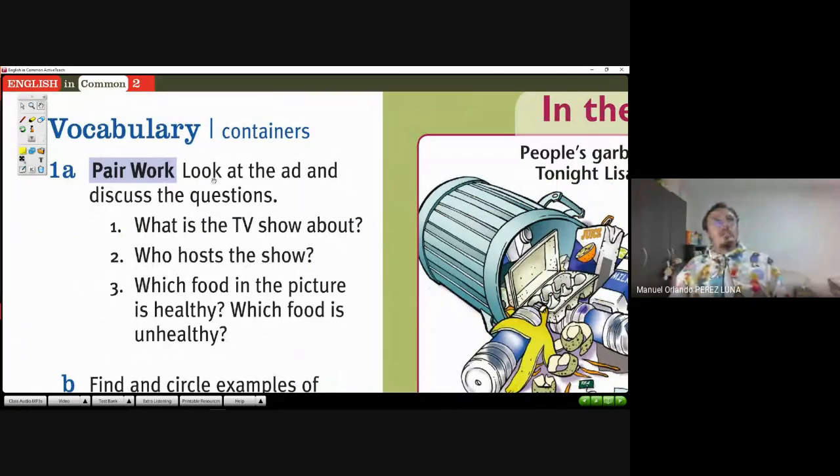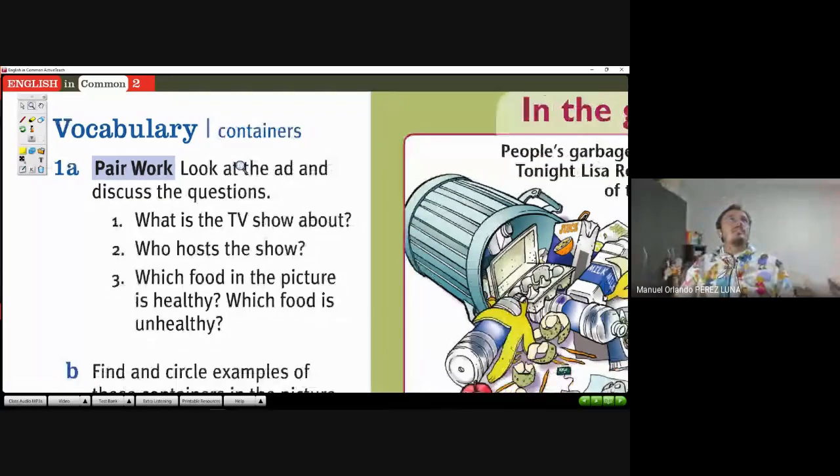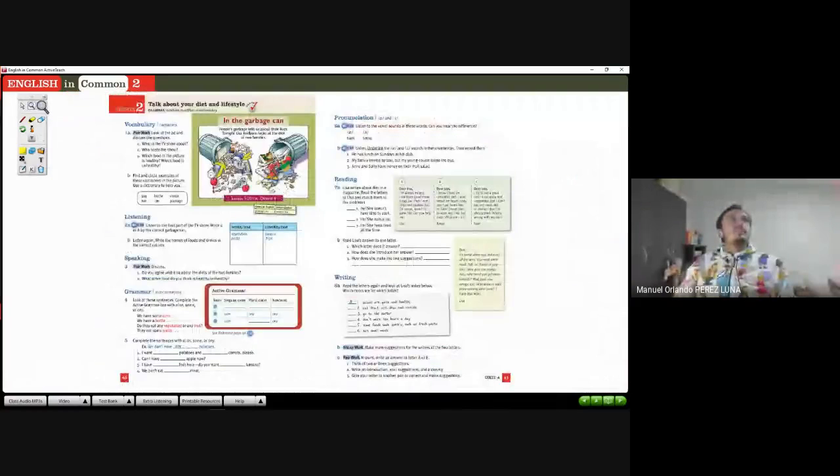It says there containers. What is the TV show about? Who hosts the show? Which food in the picture is healthy and which food is unhealthy? Those are like the 2 questions that we have. So let's organize with this. In this moment, maybe we have this situation and we got these 2 pictures. This is the left and this is the right.